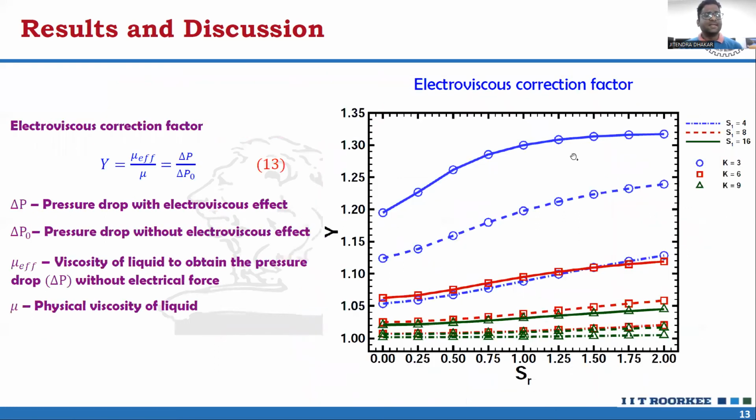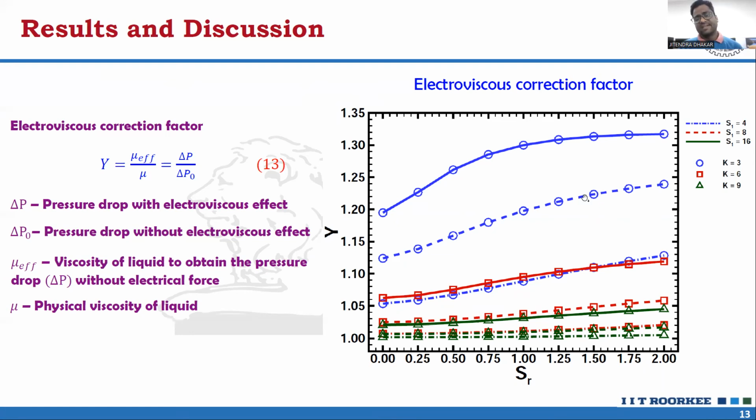Electroviscous effects are measured in terms of the electroviscous correction factor. Electroviscous correction factor is defined as a ratio of effective viscosity to the physical viscosity, or the ratio of pressure drop with electroviscous effect and without electroviscous effect. This relation holds good at steady low Reynolds number flow when the nonlinear term in the momentum equation is very small. Here we can see the electroviscous correction factor variation with SR at S1 equals 4 to 16 and K equals 3 to 9.